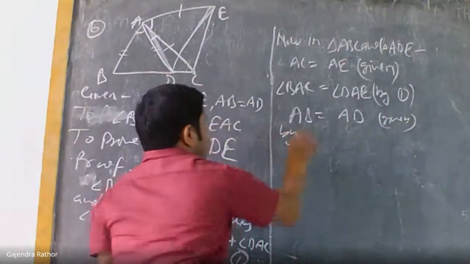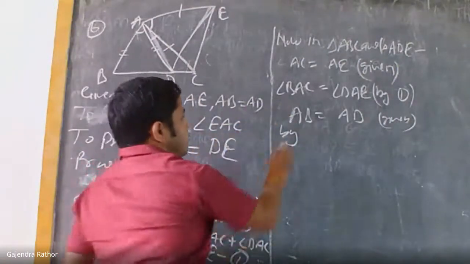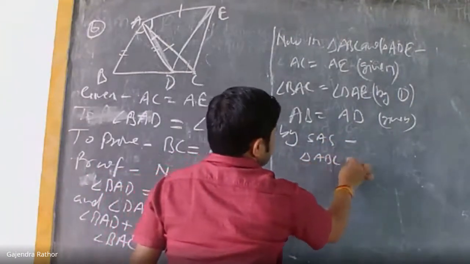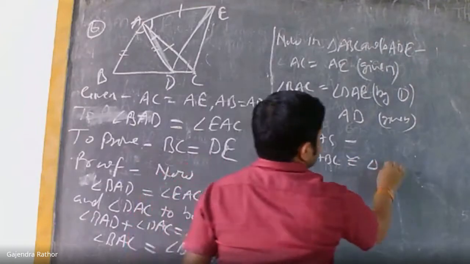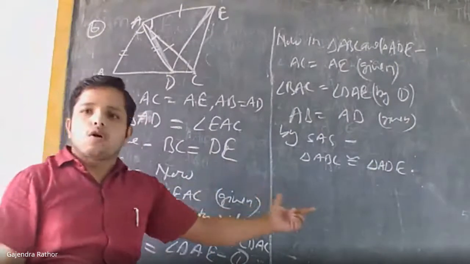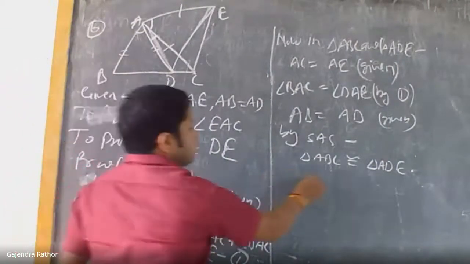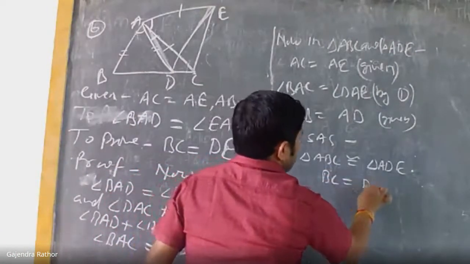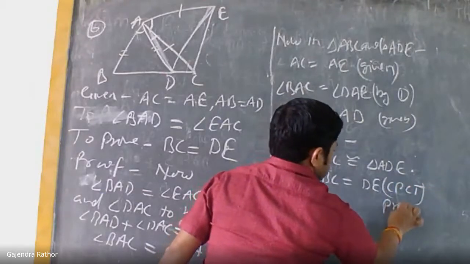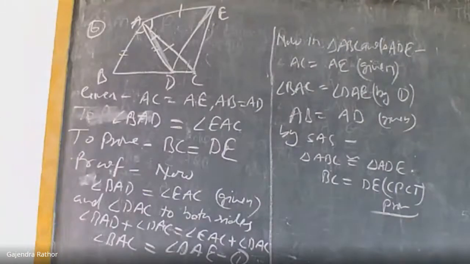So which congruence criterion should we apply? Two sides and one angle, SAS. Triangle ABC is congruent to triangle ADE. So if triangles are congruent, their corresponding parts will also be equal. So BC is equal to DE, CPCT. Proof. The correct answer, Pratiksha, SAS.